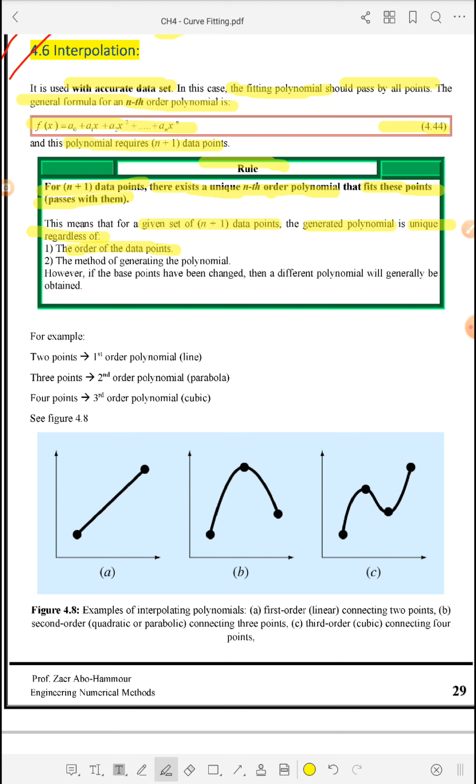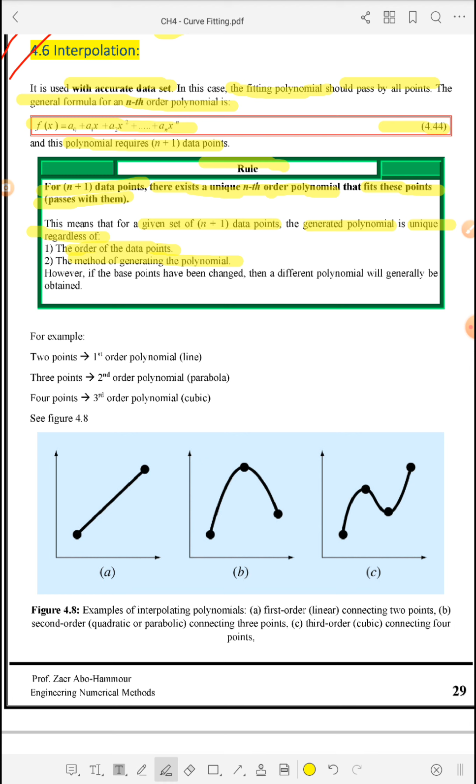The second fact related to the uniqueness is that it's regardless of the method of generating the polynomial. We will discuss two main methods for generating the interpolating polynomial, and whether we use the first method or the second method that we will describe today in this lecture, the same polynomial will be obtained.